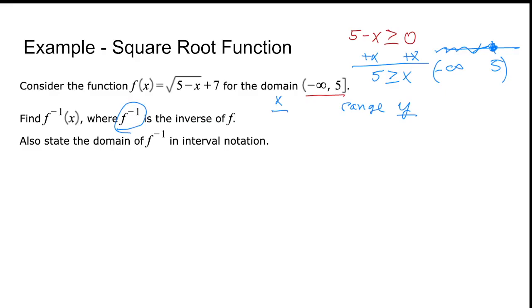So the domain of the inverse is going to be the range of the original function, and the range of the inverse is the domain. So the x and y truly just switch places.